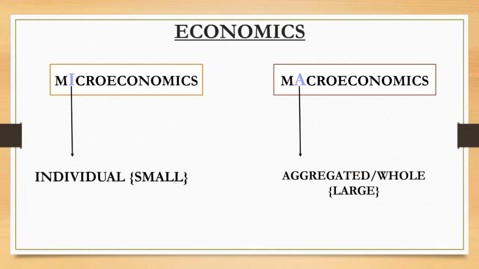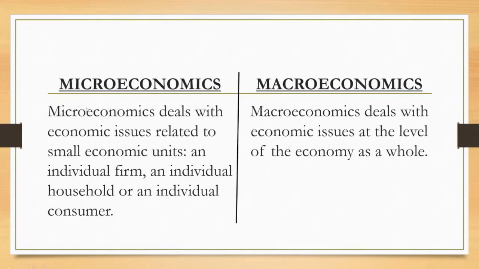Now let us understand the basic meaning of microeconomics and macroeconomics. Microeconomics deals with economic issues related to small economic units, such as an individual firm, an individual household, or an individual consumer. Whereas macroeconomics deals with economic issues at the level of the economy as a whole. In the next video, I will explain to you in detail about microeconomics as well as macroeconomics.